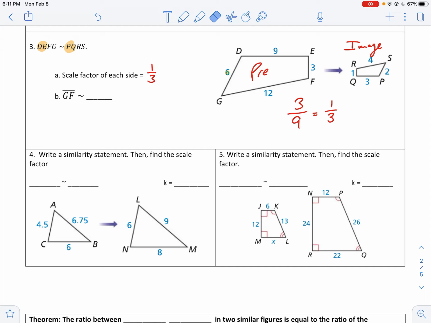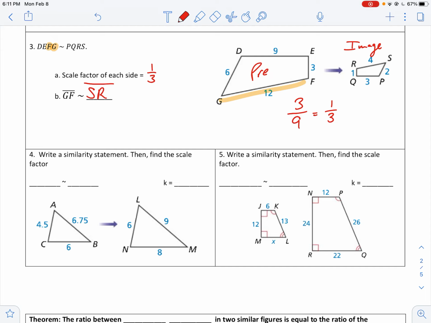Alright, and I've also got a question here saying, what is GF corresponding to, or what is GF similar to? Where is GF? GF is here. G and F, F is the last letter in the name, and then that letter before it. So S is the last letter in the other figure, and then R. So GF is similar to SR.